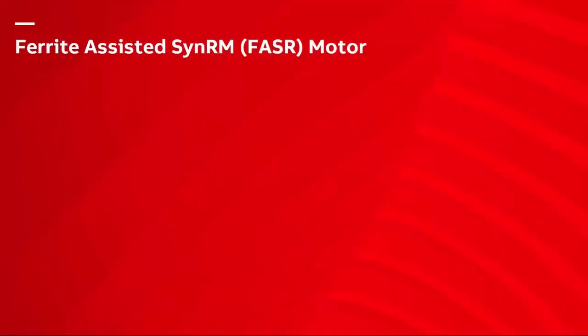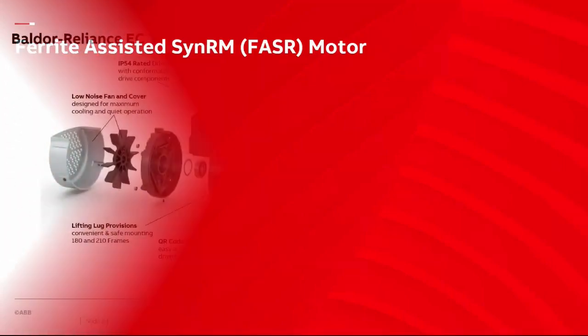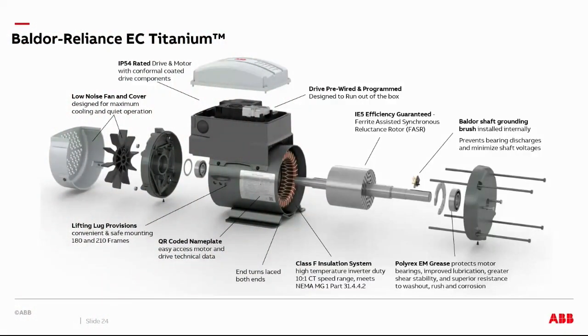The final motor technology we'll look at is the ferrite-assisted synchronous reluctance motor, or FASR motor. The FASR motor is the future for 50 horsepower or less motor designs. Here we have the ABB Baldor Reliance motor called the EC Titanium. It is a true FASR motor. This one pictured has an integrated VFD, but it's also available without a VFD.